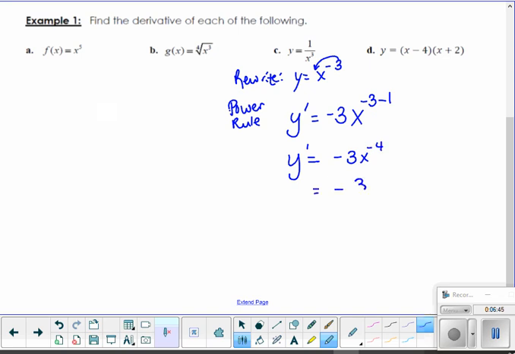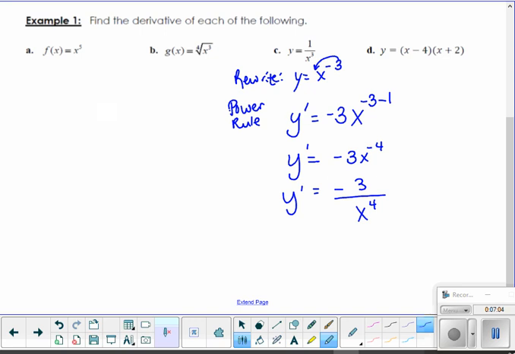And then don't leave a negative exponent, so we'll drop it to the bottom so we can write it as a positive exponent. And we get an answer of negative 3 over x to the 4th. Okay, d looks interesting. It is not quite as simple as what we had before.